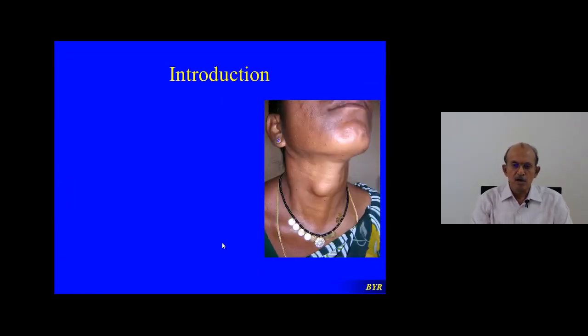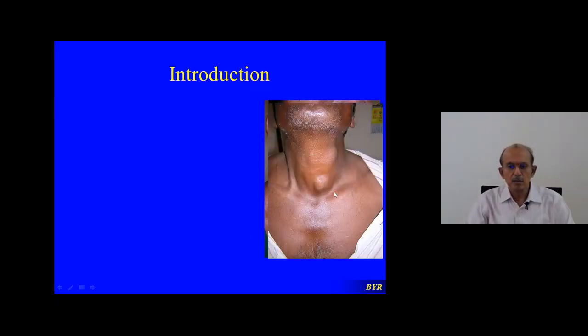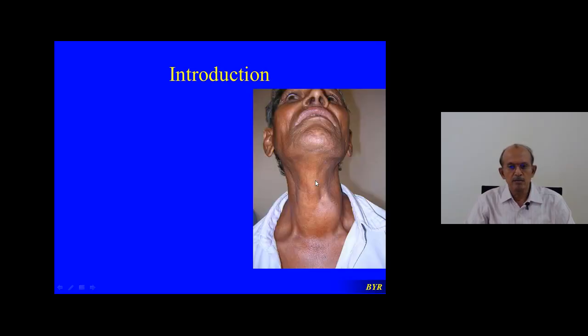So these are all the solitary nodules. Here, this is a solitary nodule. This is a solitary nodule. This is the thyroid gland. Here you can see the solitary nodule. This is a large solitary nodule.